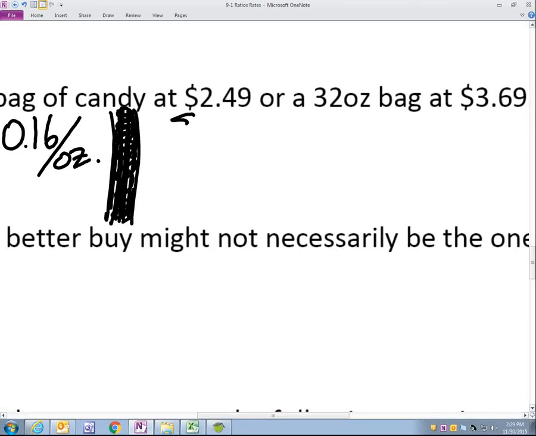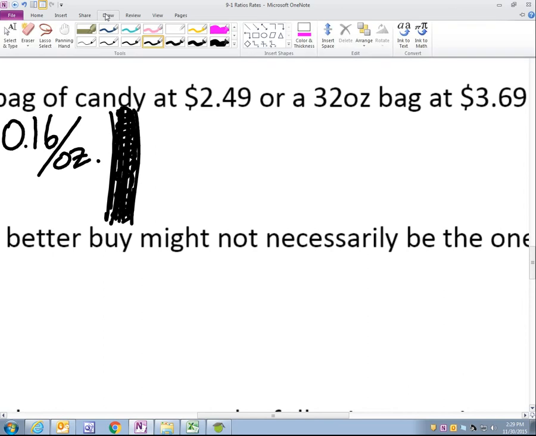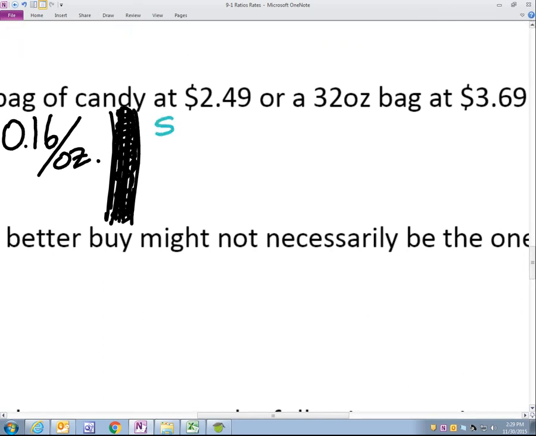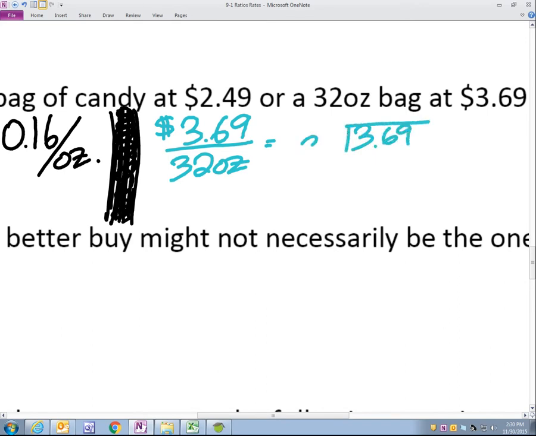32 ounces for $3.69? I'm going to make this a different color. $3.69. 69 cents, 32 ounces. I'm just going to do that division. First in, second out. And I'm done. Right away, from that point forward.